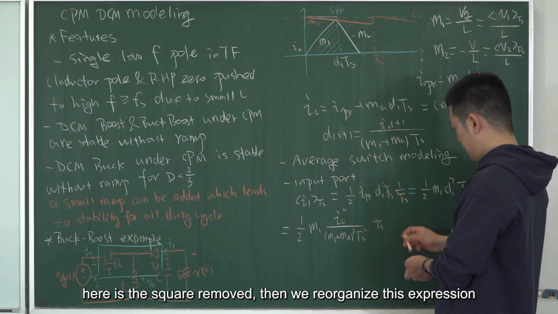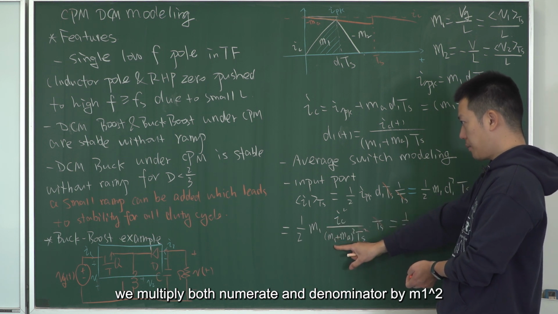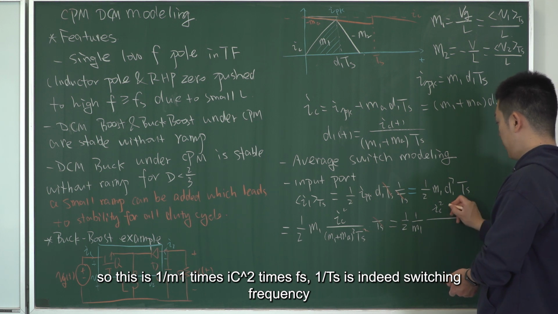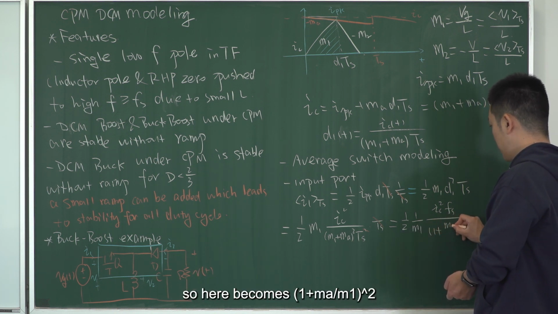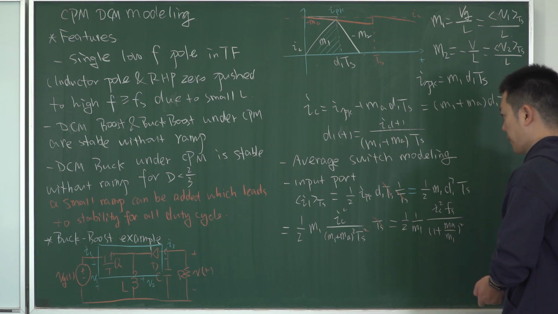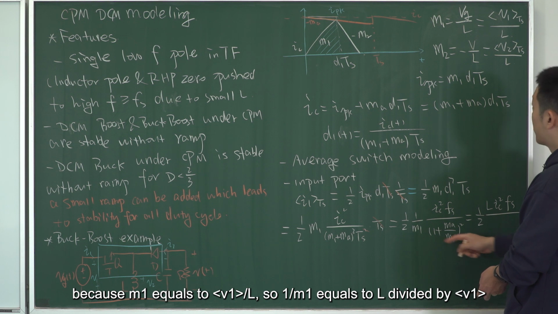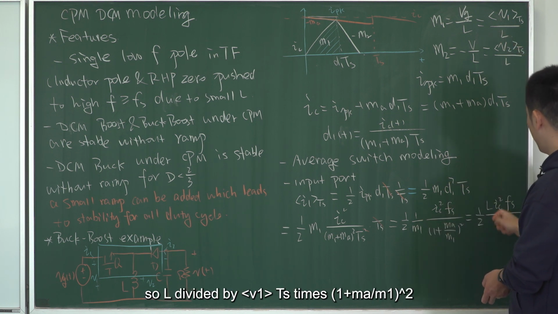Then we reorganize this expression. So this becomes 1 over 2. We multiply both numerator and denominator by M1 squared. So this is 1 over M1 times IC squared times fs, where 1 over TS is indeed the switching frequency. So here it becomes 1 plus MA over M1 squared. So this equals 1 over 2 L times IC squared fs times, because M1 equals V1 average over L, 1 over M1 equals L divided by V1 average, L divided by V1 average times 1 plus MA over M1 squared.